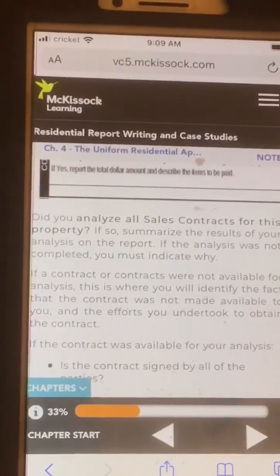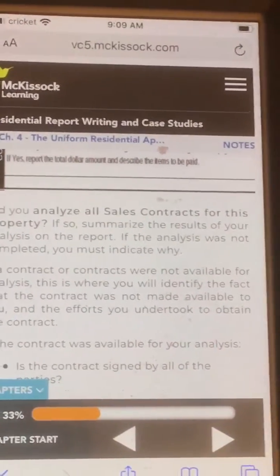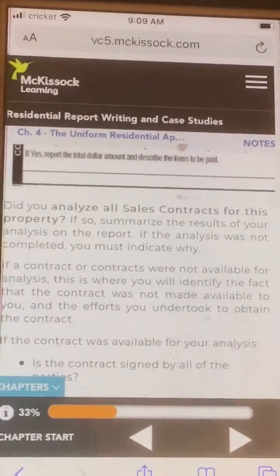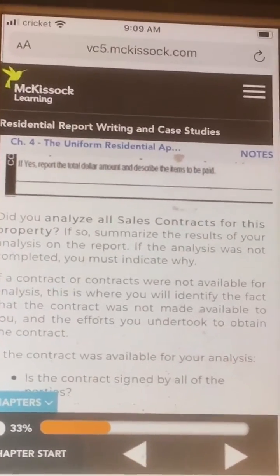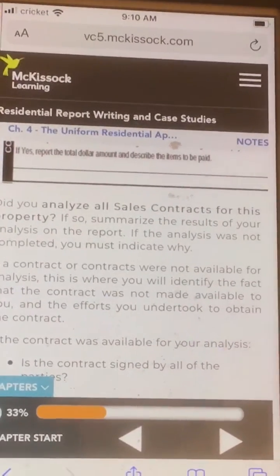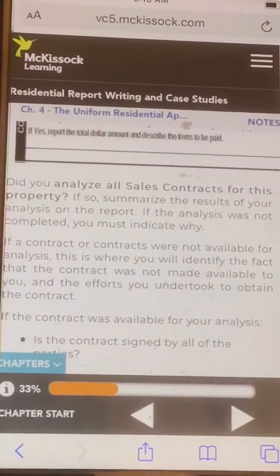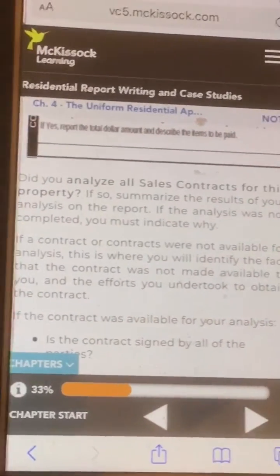Did you analyze all sales contracts for this property? If so, summarize the results of your analysis on the report. If the analysis was not completed, you must indicate why. If a contract or contracts were not available for analysis, this is where you will identify the fact that the contract was not made available to you and the efforts you undertook to obtain the contract.